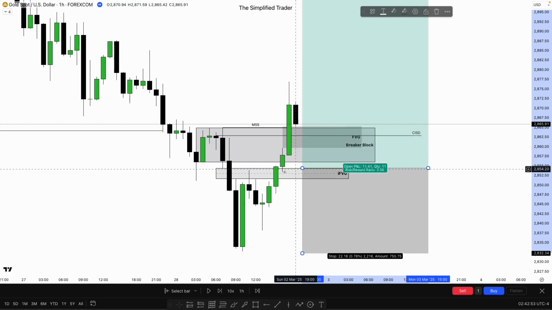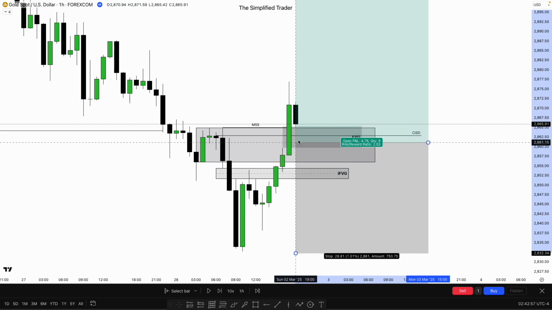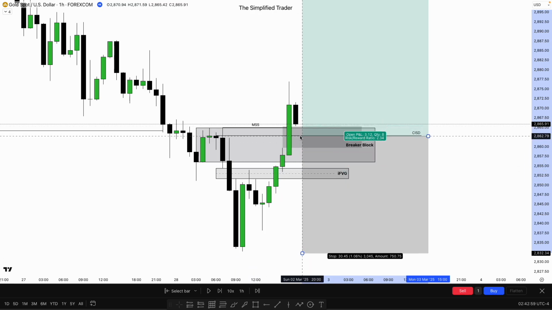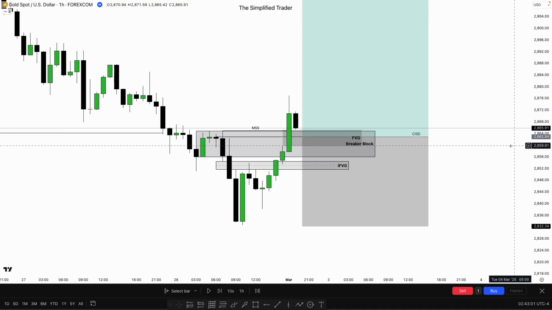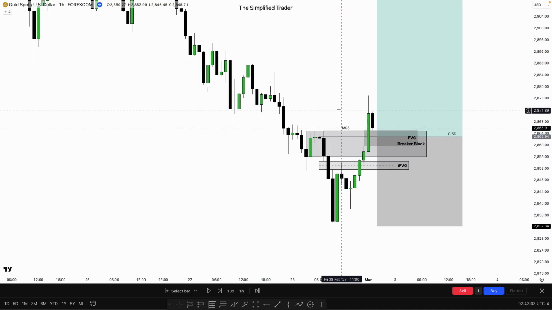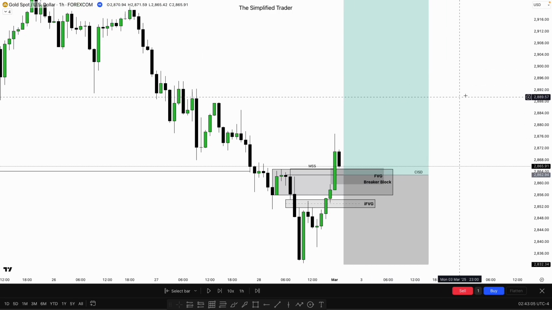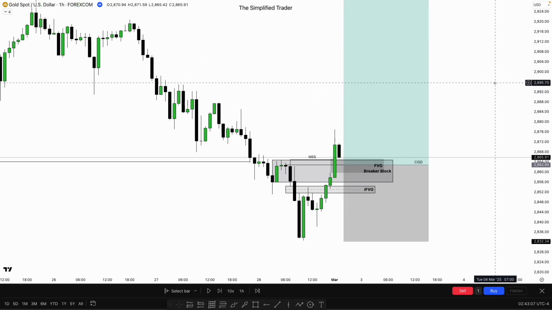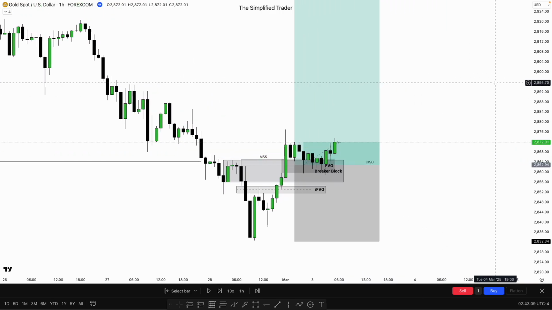You can also wait for this balanced price range to get tapped in again, but I take my entries on the retest of the order block. Do you see how quickly you can pair up bullish points of interest to take that buy? So let's see how this trade plays out.